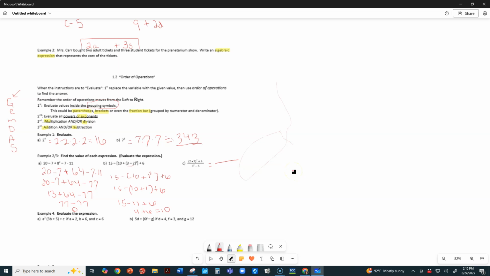So this is going to be 2 times 5 is 10. And then 10 squared plus 4. 3 squared minus 5. That becomes 100 plus 4. And that becomes 9 minus 5. That becomes 104 divided by 4. And 4 will go into 104 26 times. So the final answer there is 26.